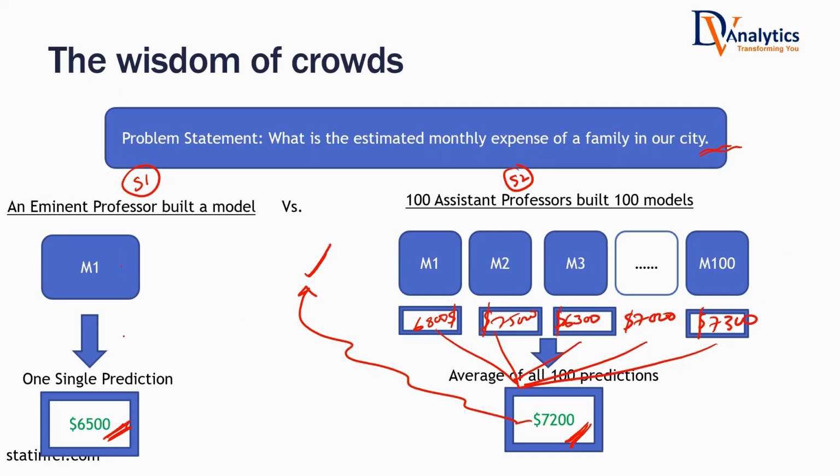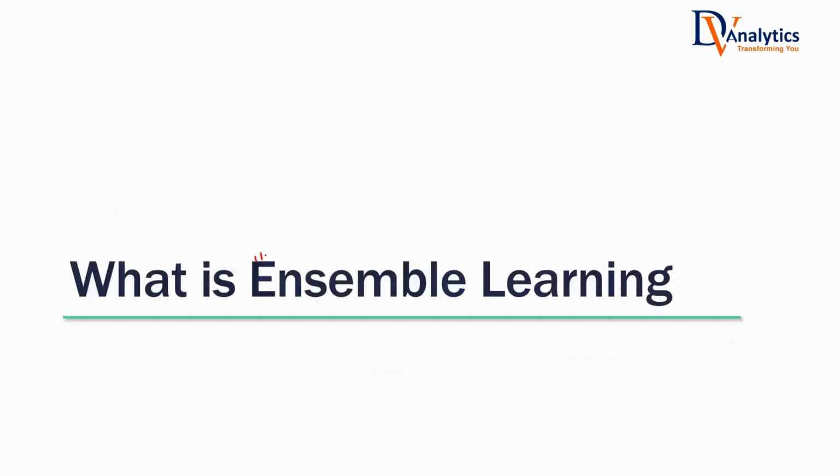Instead of building one model and making the prediction from that, you build hundreds of models, take their predictions, and average them. That final value will have a higher chance of being near the actual value. That is known as ensemble learning. Whenever you hear this term ensemble, you have to imagine that we are building multiple models.